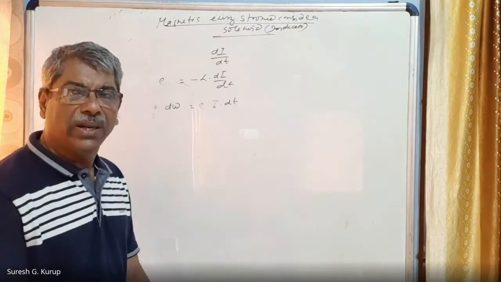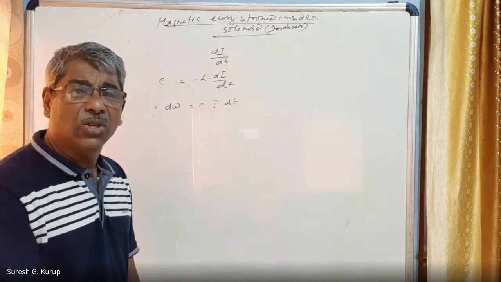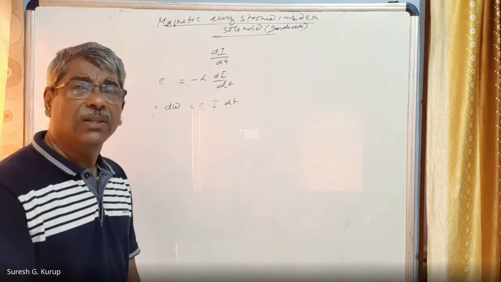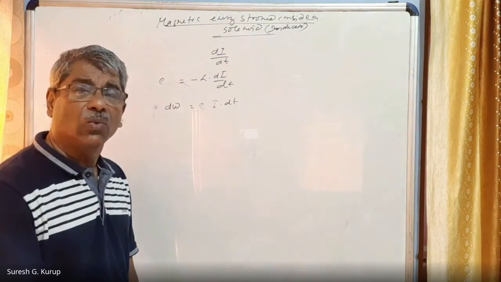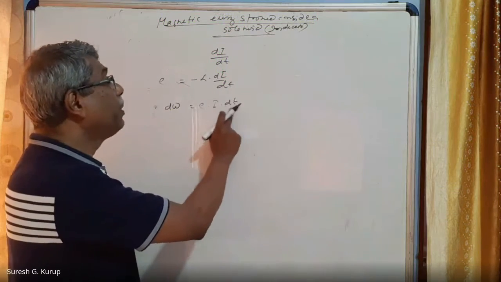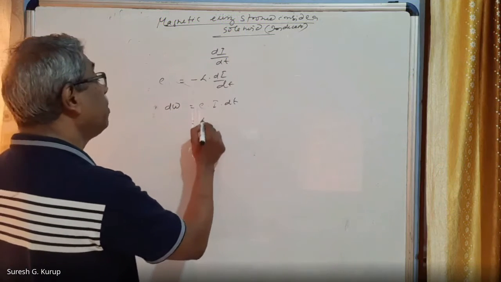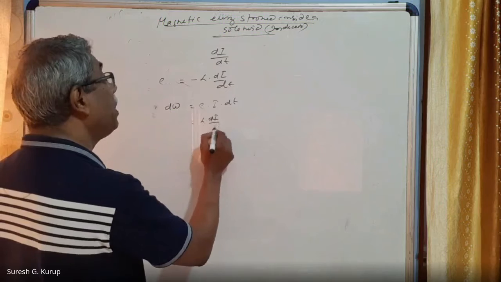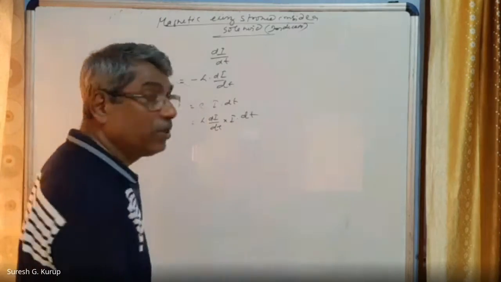The source is sending current through the coil, right? In that situation, who does the work? The source is doing the work. Work done in an electric circuit is equal to voltage into current into time. But the voltage is equal to minus of this value, that is, L into di by dt into I into dt we can write.